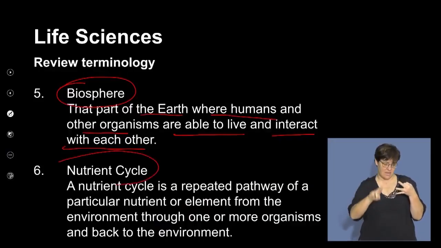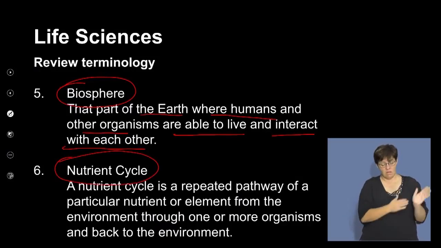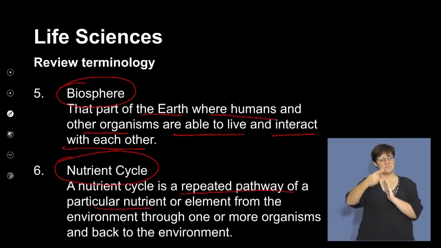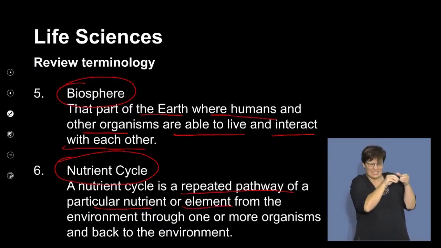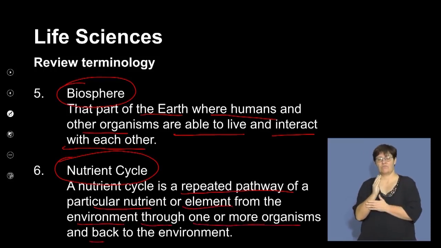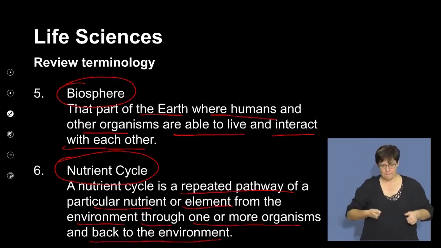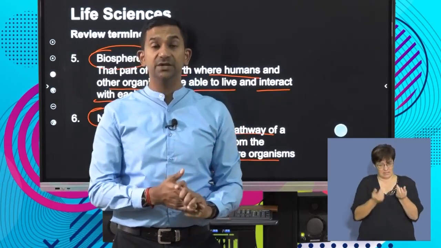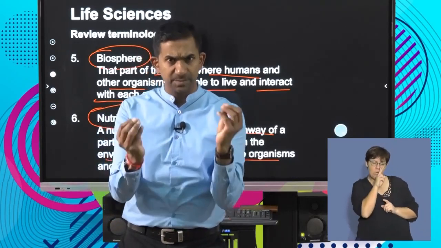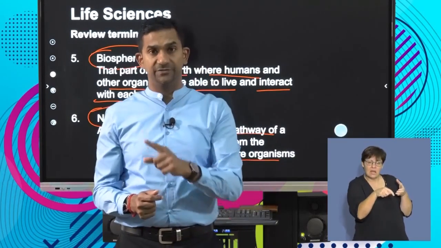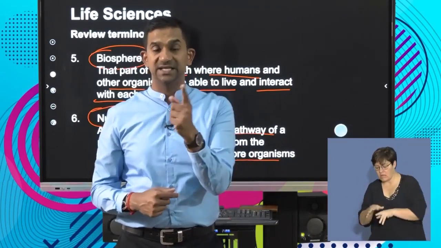Finally, the focus of this lesson will be on the nutrient cycle. Again, the nutrient cycle is a repeated pathway of a particular nutrient or element, so those are the building blocks, from the environment through one or more organisms and back to the environment. The concept of a cycle refers to a continuous flow of a specific substance. In our nutrient cycles, we're going to look at essential elements, which are the building blocks of complex molecules, and how these move through the environment from one organism to the next and are cycled in that environment.